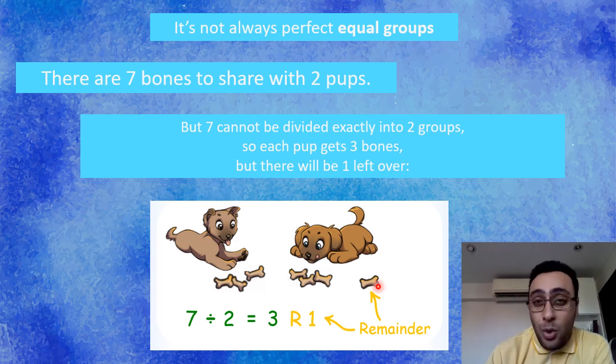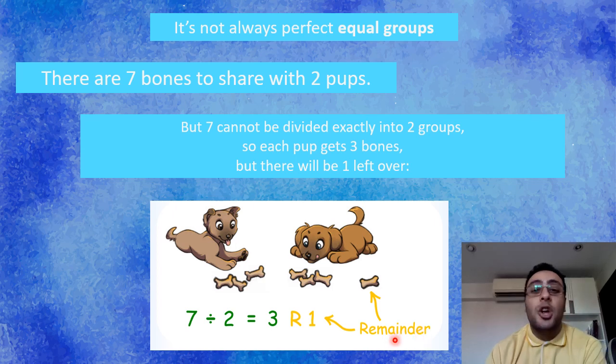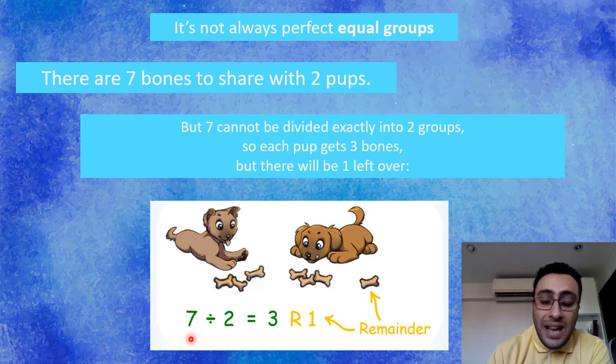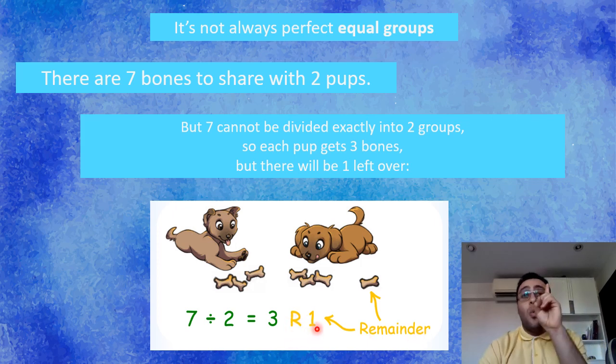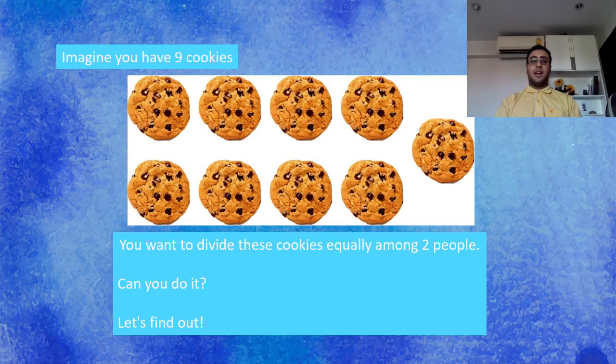We call the leftover in division the remainder. Remainder. Repeat after me. Remainder. Okay, so 7 divided by 2 equals 3 with 1 remainder. R1. R means remainder. So you say R1, which means 1 remainder. Okay? Let's do more examples, okay?